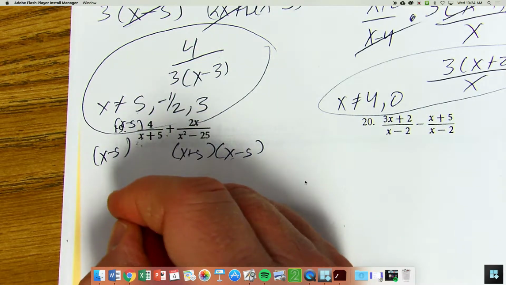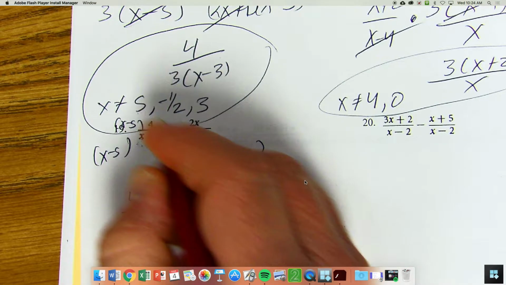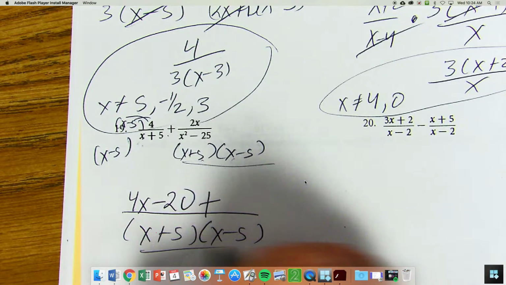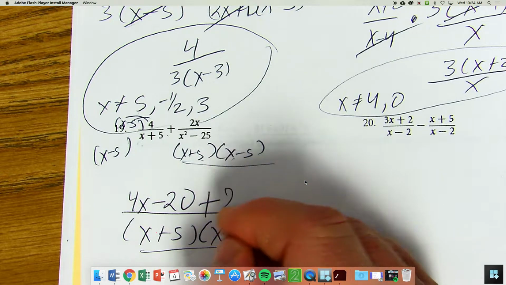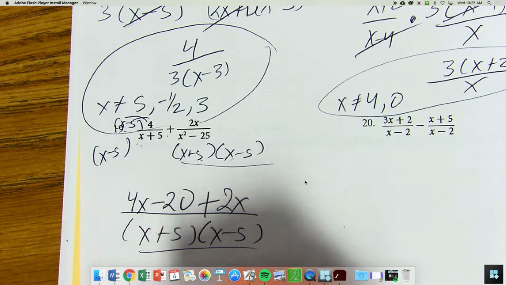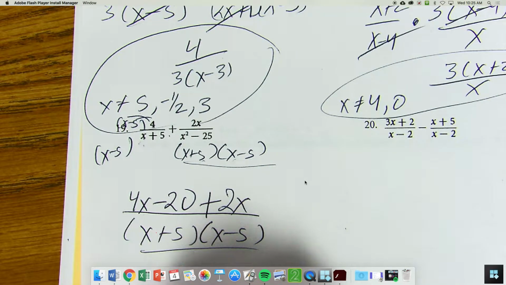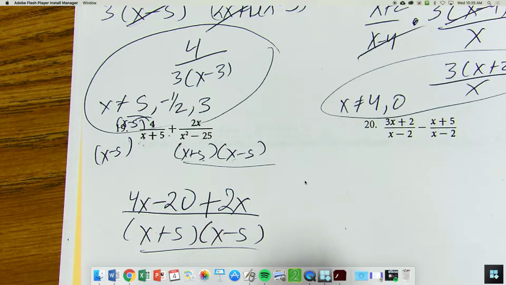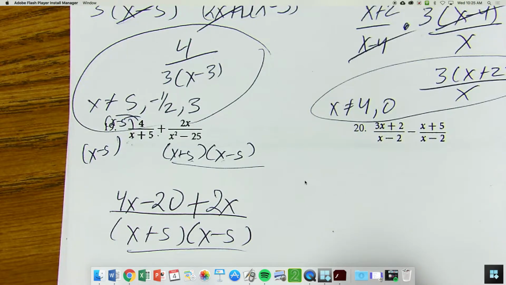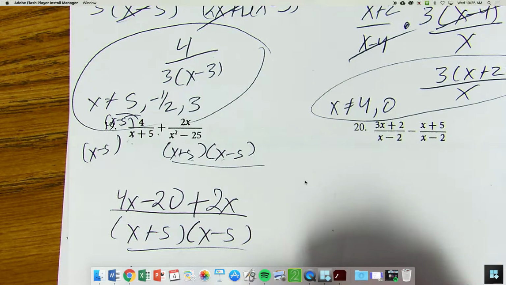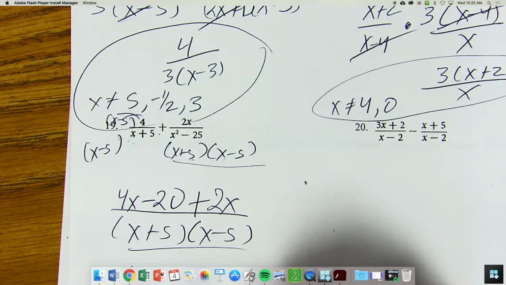So that's going to be 4x minus 20, because it's distributed in the 4, plus these two here, and these two are exactly the same, so it's just 2x. So that should give you 6x minus 20 over x plus 5 and x minus 5. Excluded values, x can't be negative 5 or 5. You can factor out a 2, which will give you 3x minus 10 over x plus 5 and x minus 5, but that doesn't do you any good because they're not exactly the same.